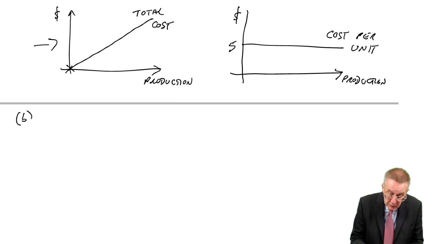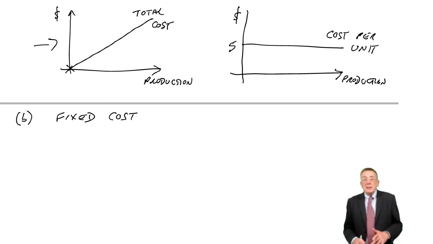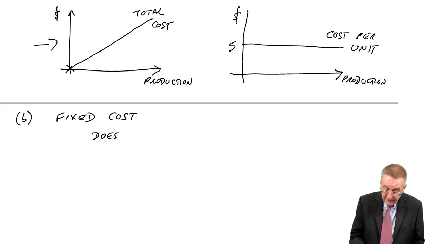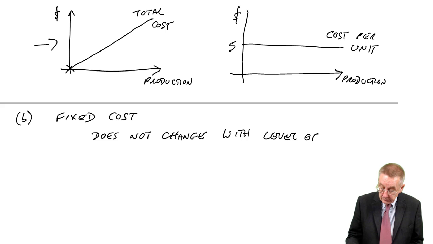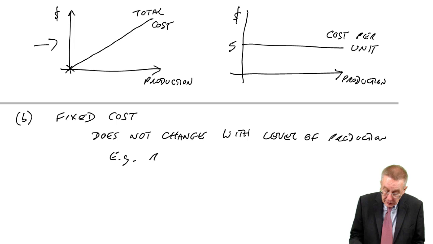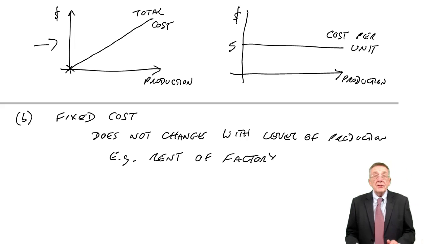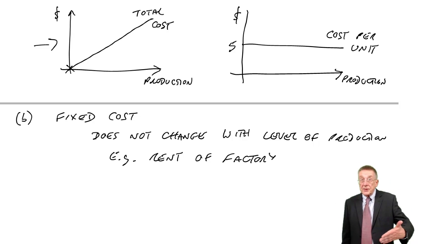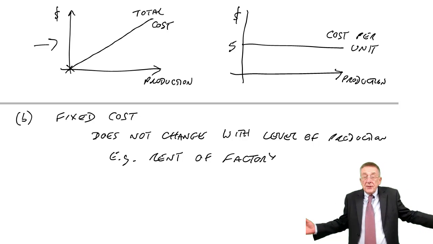The second category, though, is a fixed cost. And a fixed cost doesn't vary with the level of production. It does not change with the level of production. An example of that is the rent of the factory. It's a production cost, but if our factory costs $10,000 a year to rent, surely we'll be paying out $10,000 whether I produce 1 unit or I produce 1,000 units.